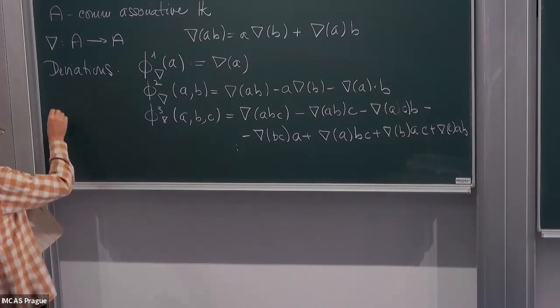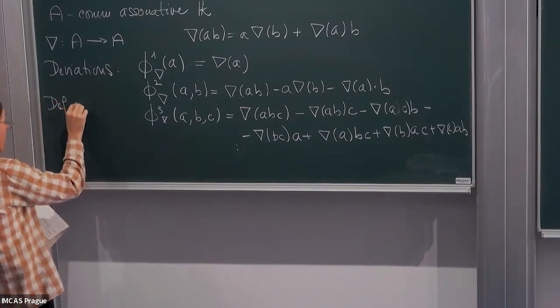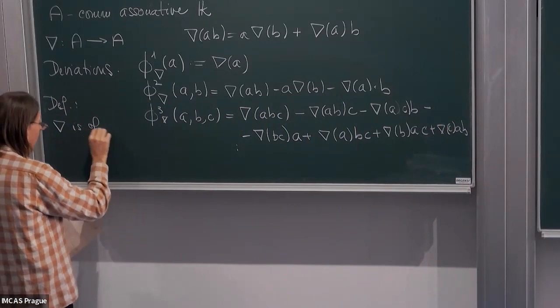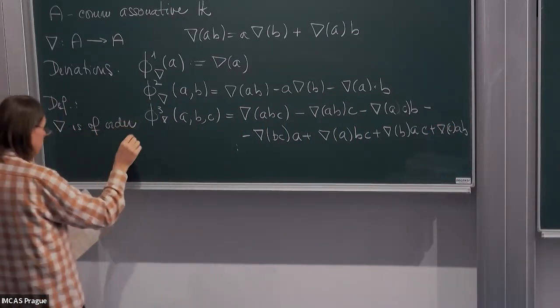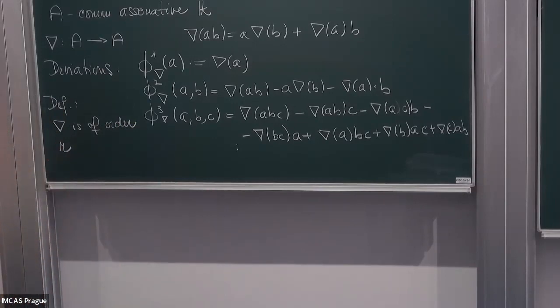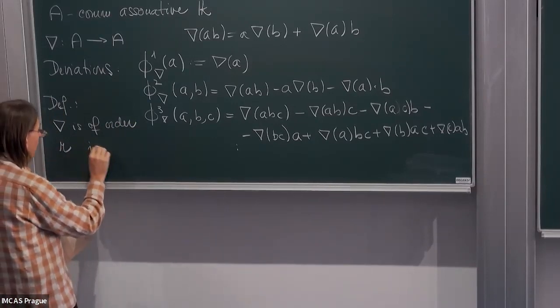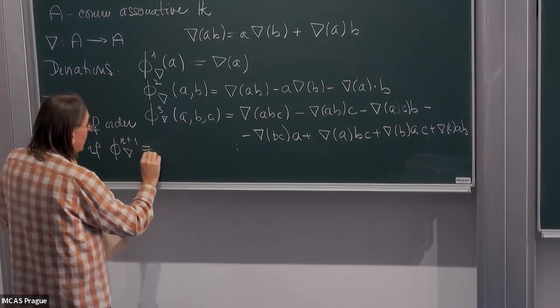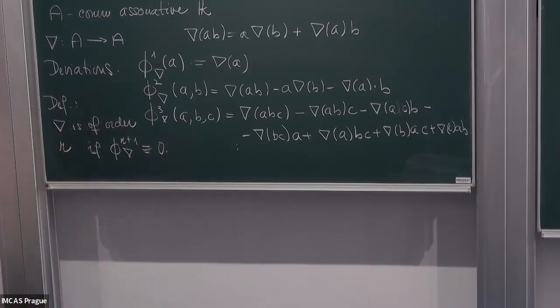Definition: I say that nabla is of order r if phi r plus 1 of nabla is identically 0. So this is, I would say, a higher order derivation. The definition of a differential operator is slightly different, as can be expected from differential operators, and I will recall it in a minute.